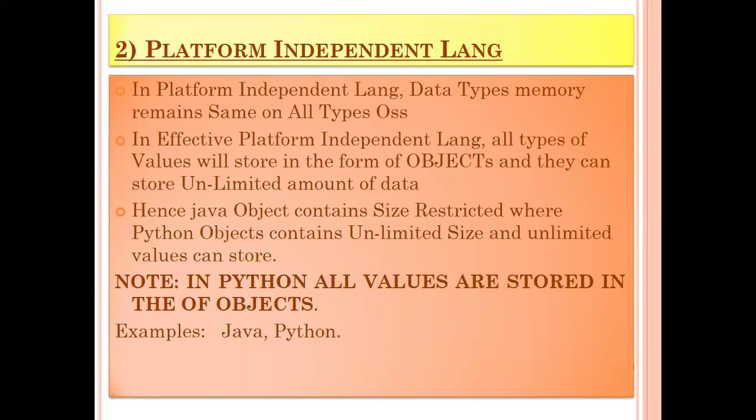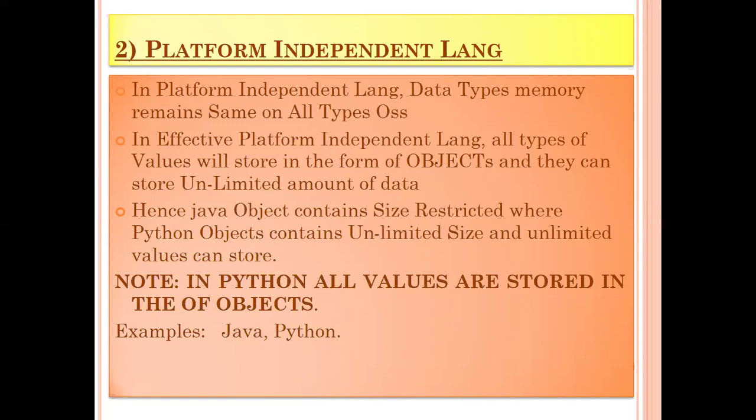So in a platform independent language, all types of values will be stored in the form of objects, and we can store an unlimited amount of data in this. Although Java also stores everything in the form of objects, it is size restricted. Whereas in Python objects, we can store an unlimited amount of data. Unlimited values can be stored in this.